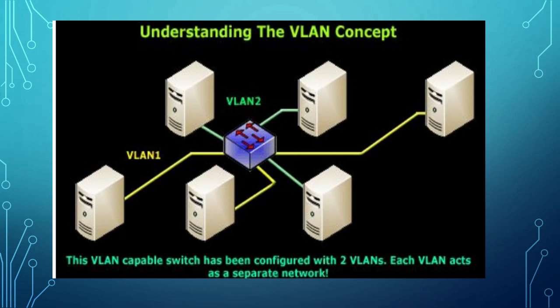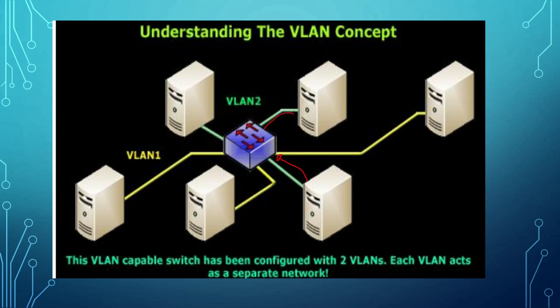So, this is now the VLAN concept. The VLAN-capable switch has been configured with two VLANs. Each VLAN acts as a separate network. So, we have here VLAN 1 and VLAN 2. So, makikita natin sa illustration na the green connection is VLAN 2. So, yung broadcast domain nila is dito lang.